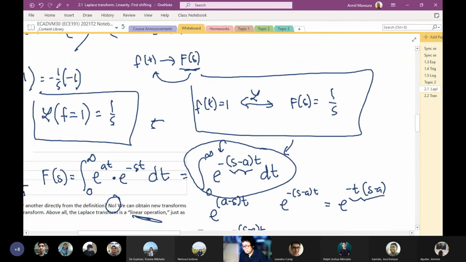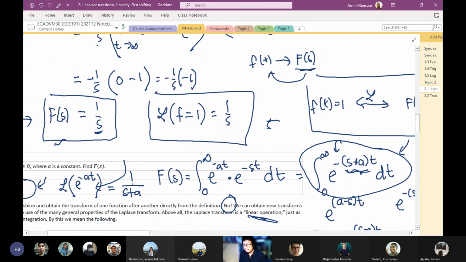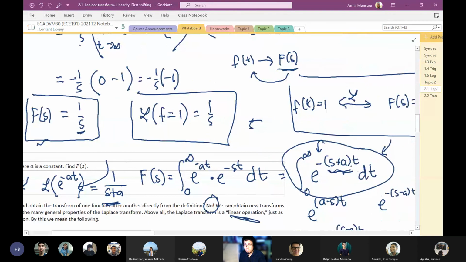In the same manner, this s minus a will come out as a factor, as the denominator of your Laplace transform. So it is 1 over s minus a. Now, if this a is negative, you can actually factor this as s plus a, and this factor comes out. Since it comes out as the denominator of your Laplace transform, that should be 1 over s plus a. And after this class, you can verify by solving this integral.